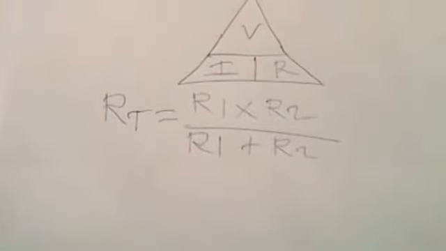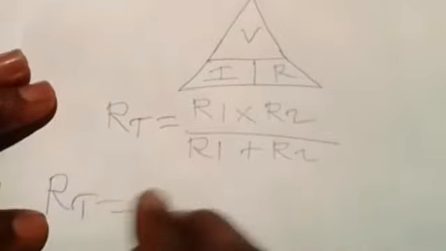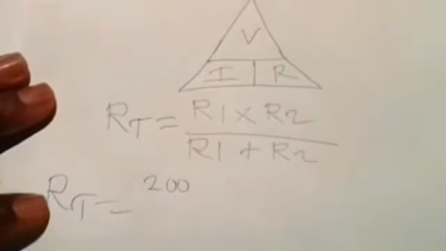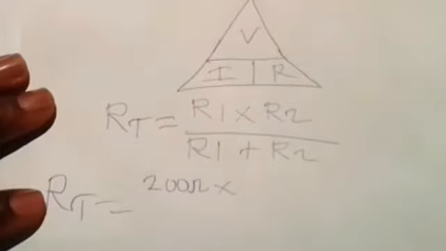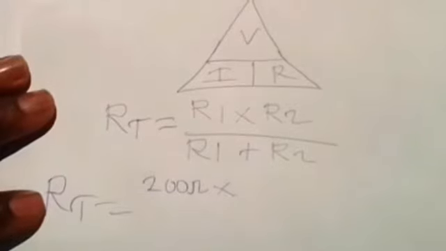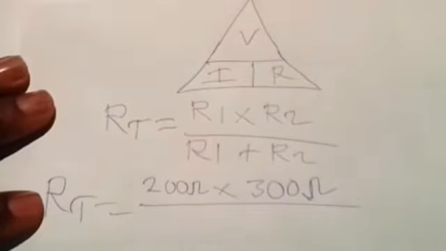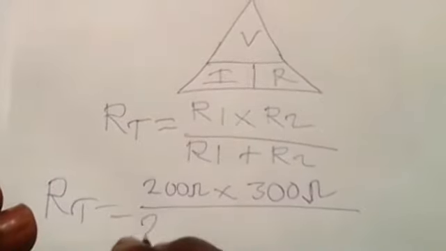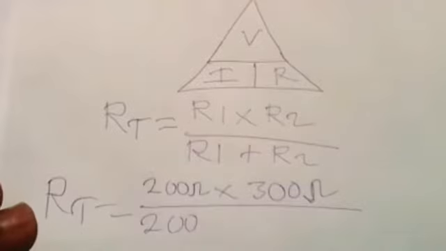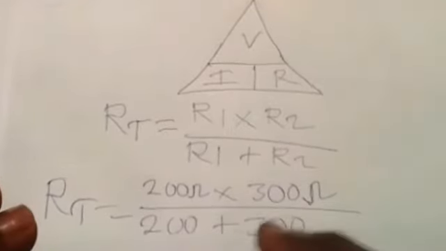So what is our R1? Our R1 is 200 ohms. So I write total resistance equals 200 ohms times R2, which is lamp T, 300 ohms, over R1 still 200, plus R2, 300.